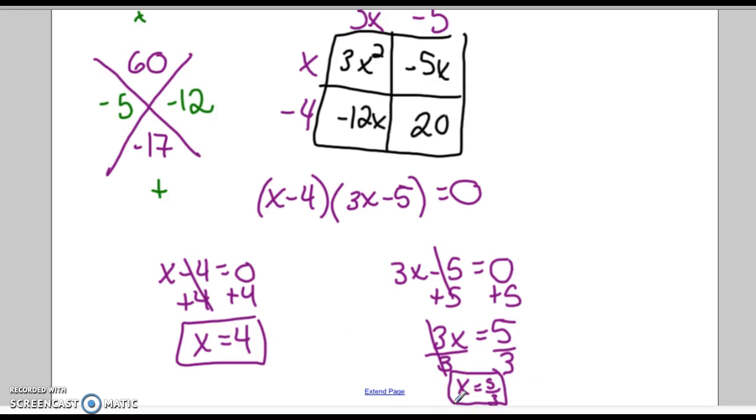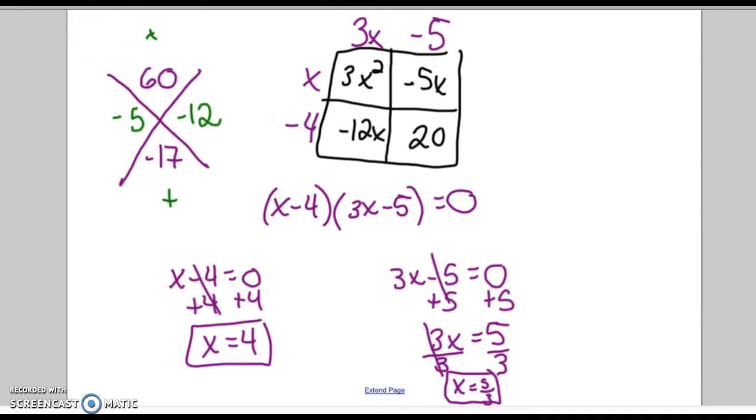I am losing time on the video, so I'm not going to go through and check, but just know that you can go through and check. You can even type it in your calculator to make sure those two work.